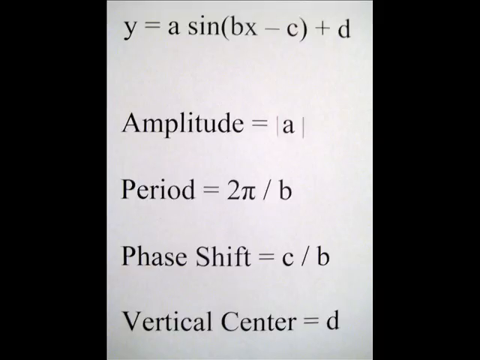If your phase shift is 0, it means you're starting from the origin. If your phase shift was, for instance, negative pi, that's where you would start your curve. The last thing you need to find is the vertical center. The vertical center is your d value. And the vertical center is the line, if you look at the graph, that would slice it right down the middle.